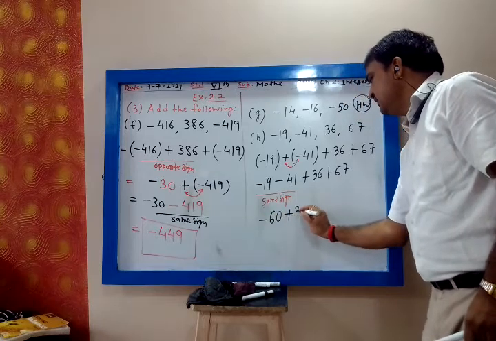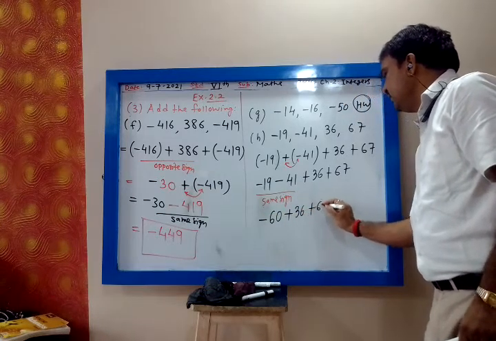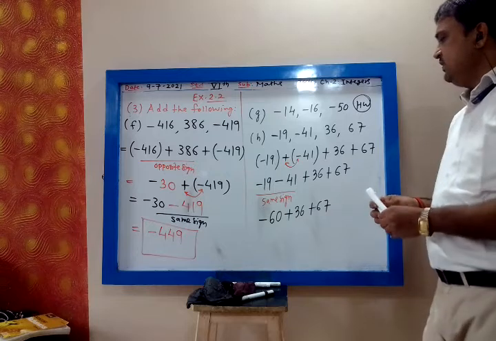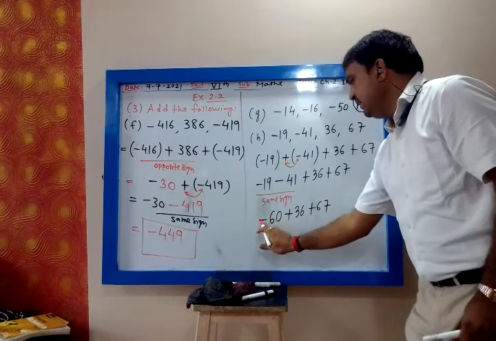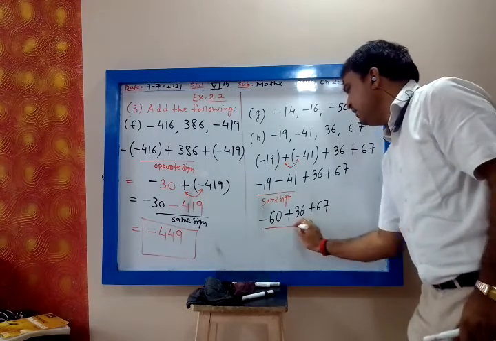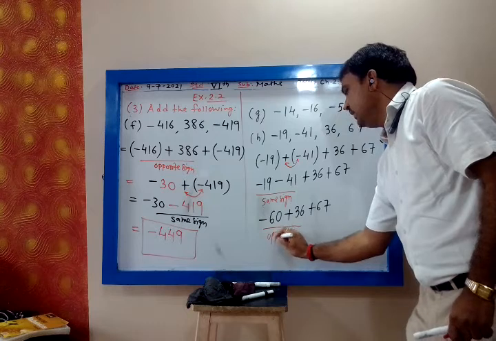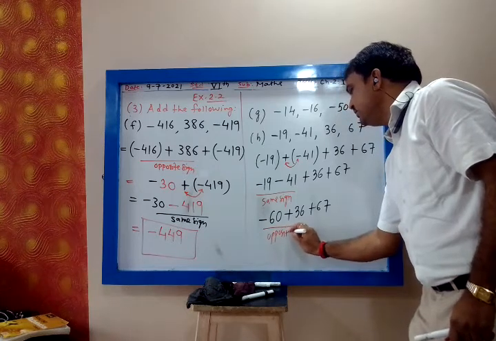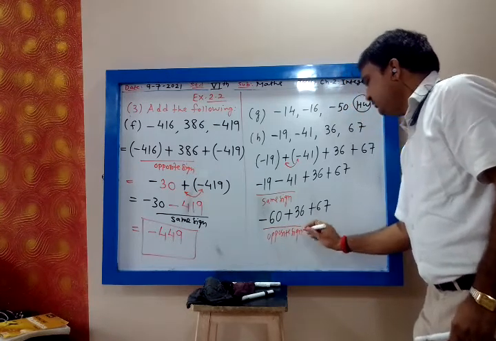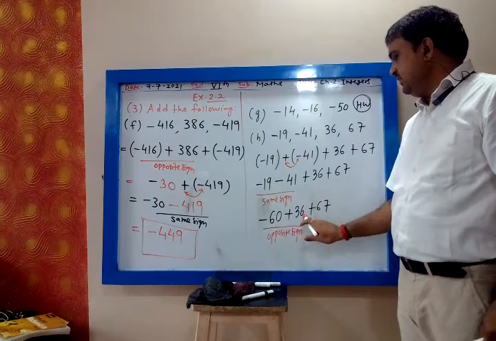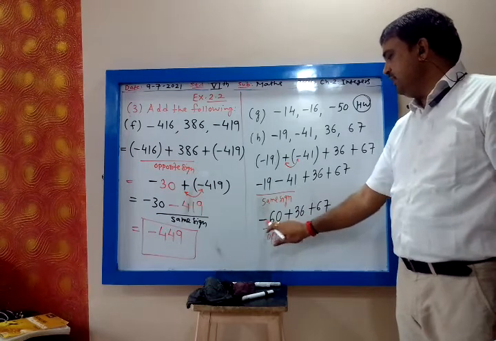Plus 36 plus 67. These two we write as it is. Now we solve these two. This is minus sign, this is plus sign. So they have opposite sign. Minus sign and plus sign, they have opposite sign, no? 60 has minus sign, 36 has plus sign. So they are opposite sign, minus and plus.